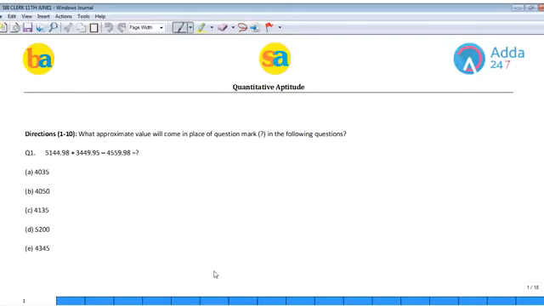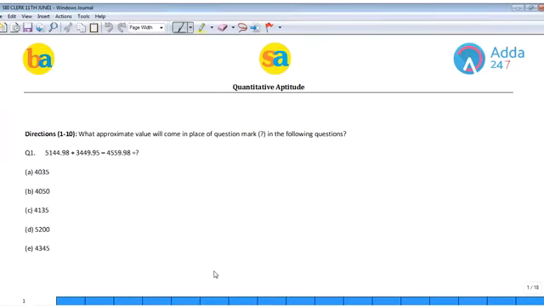Hello students, today we will be discussing quant quiz based on approximation and quadratic equations for SBI Clerk Prelims examination. And the first part is based on approximation. So the directions are: what approximate value will come in place of question mark in the following questions?